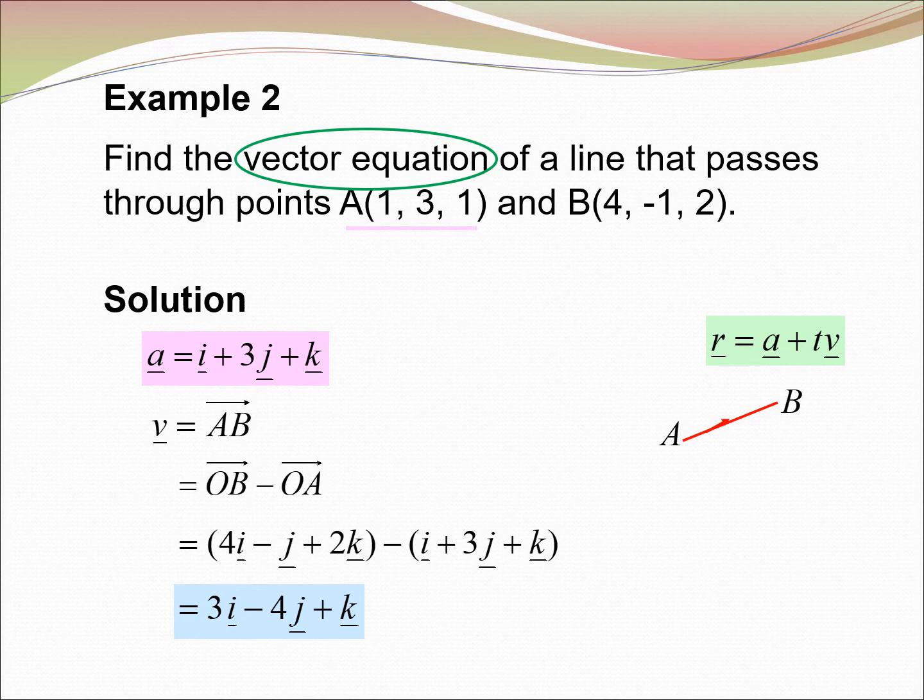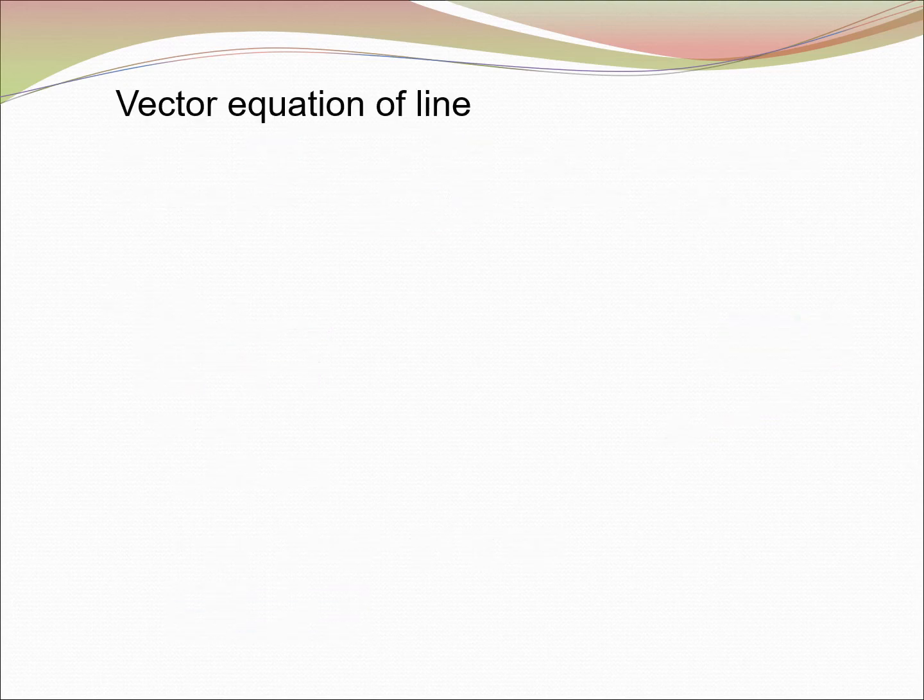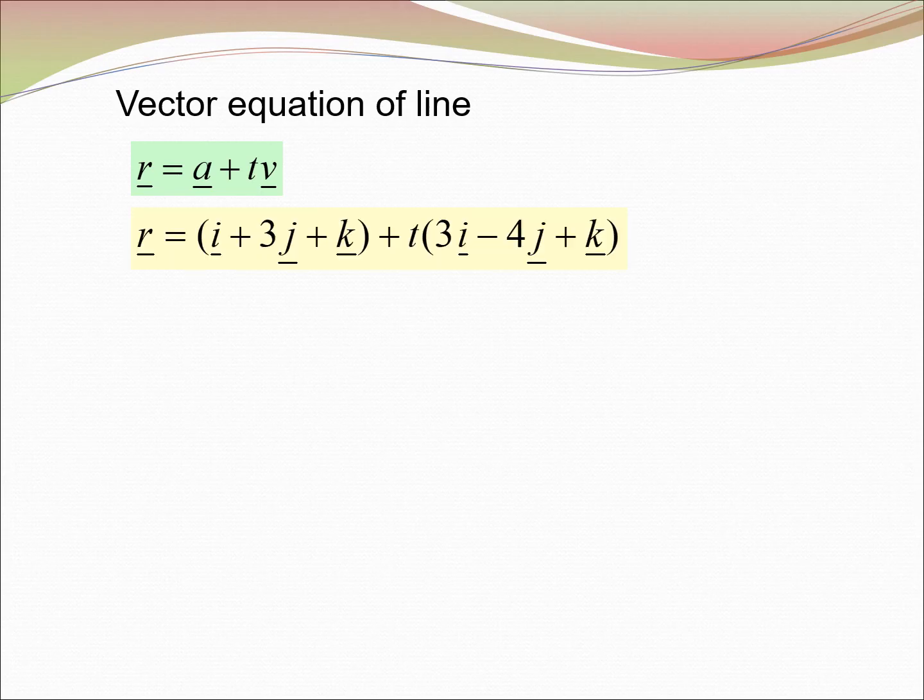So now we have the point passing through and the direction. Of course, we just substitute into the formula for the vector equation of a line, r is equal to a plus tv. So we will get r is equal to i plus 3j plus k plus t times (3i minus 4j plus k).